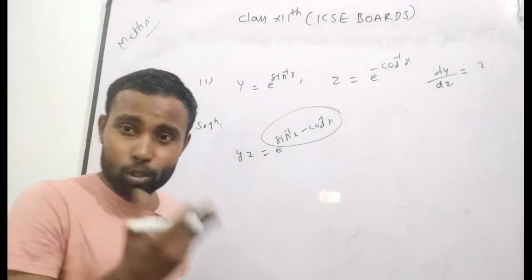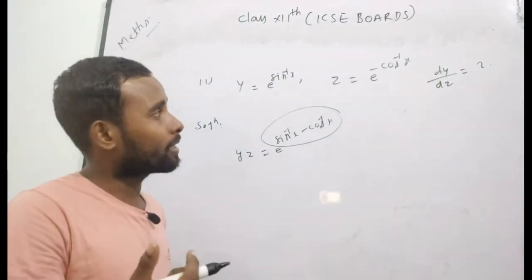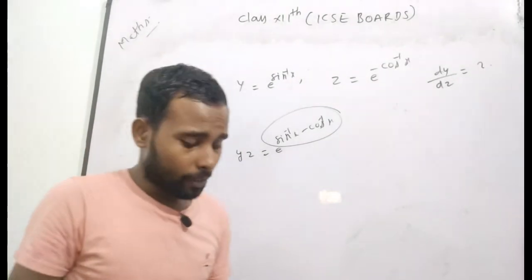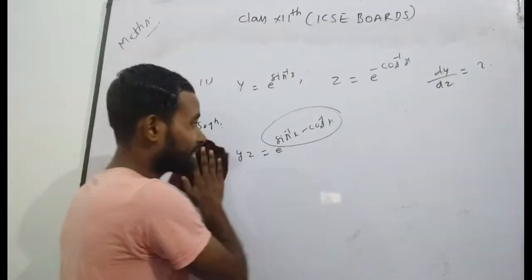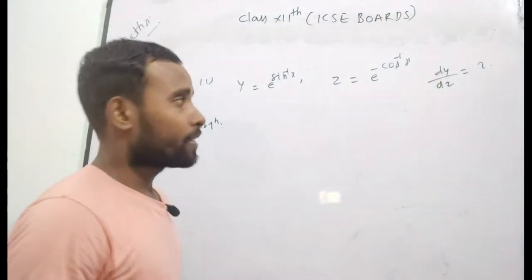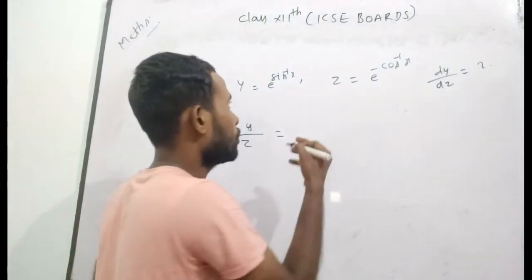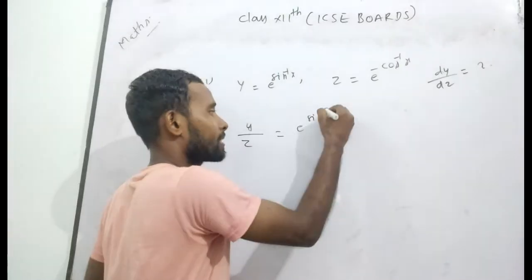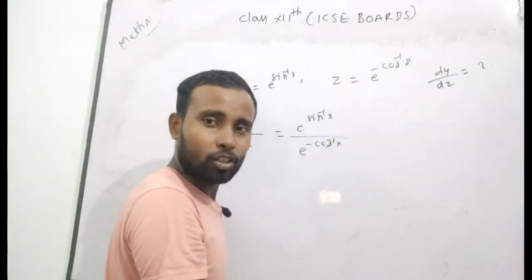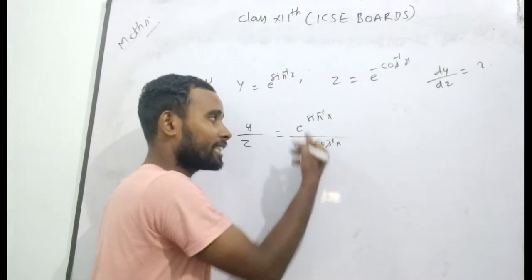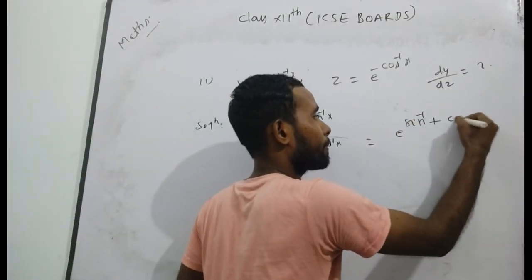Sometimes you have to use your intuition and natural concepts, which totally depends upon your practice, such kind of manipulating. If you take division instead of multiplication, y divided by z, you will definitely get e to the power sin inverse x divided by e to the power minus cos inverse x. As the base is the same, can you write e to the power sin inverse x plus cos inverse x?